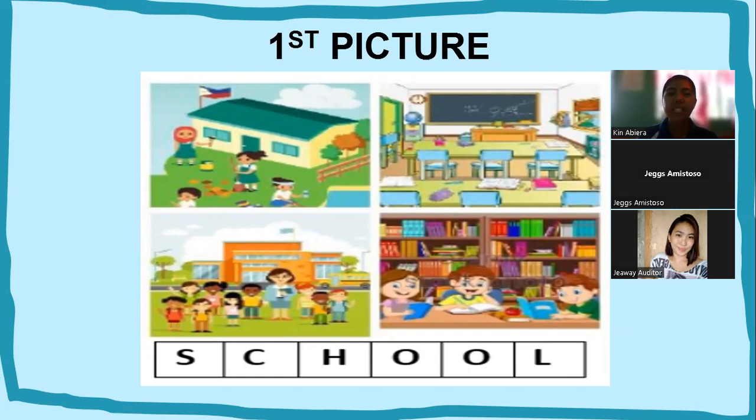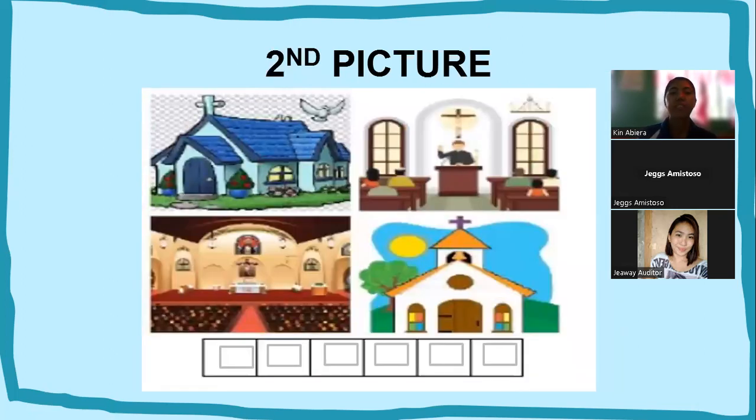Okay, let's have the second picture. What is that? Teacher, me, teacher. Okay, let's have Jiwei. It's a church, teacher. Okay, let's see if your answer is correct. Very good. Your answer is correct. The second picture is a church.